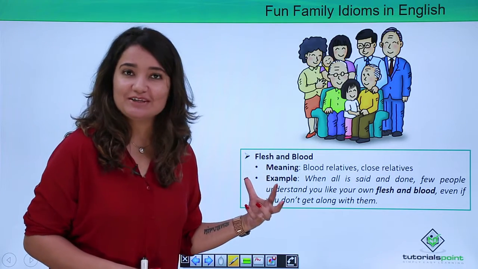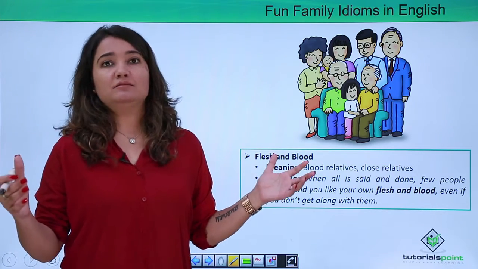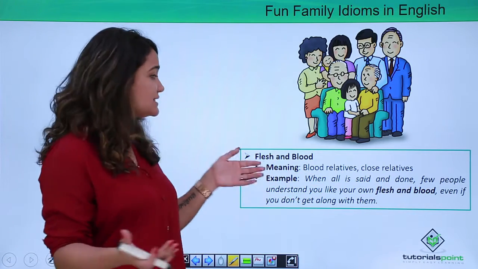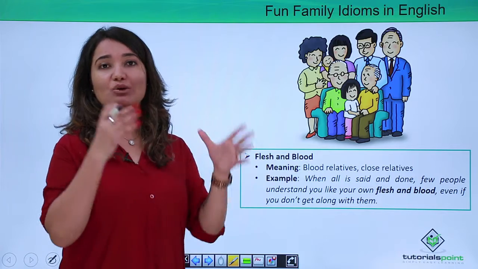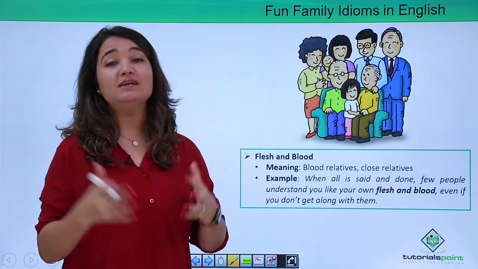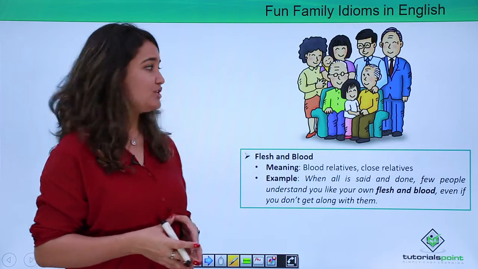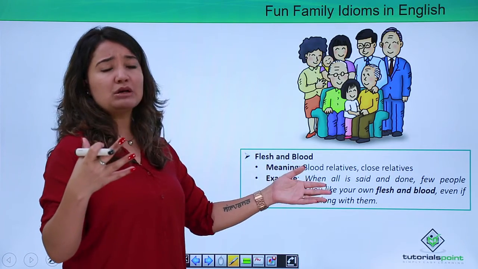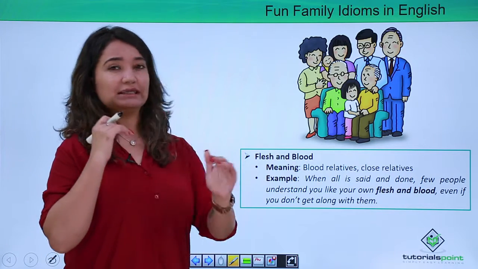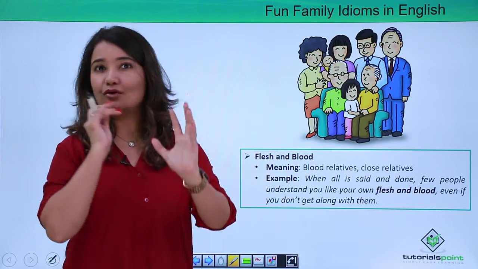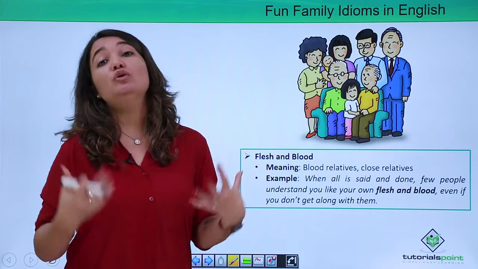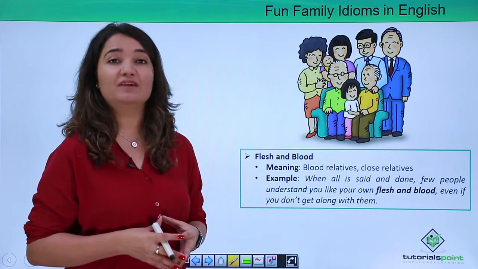Flesh and blood. Well, what is flesh and blood? Literally, yes, we all have flesh and blood in our body, but this phrase indicates your blood relatives or your family. So that is what is meant by flesh and blood. All these together form my flesh and blood. So it's like your close-knit family, or your close relatives are referred to as your flesh and blood.